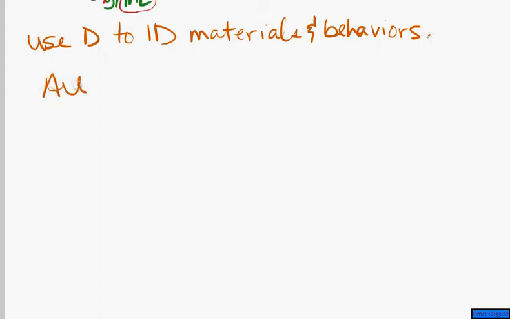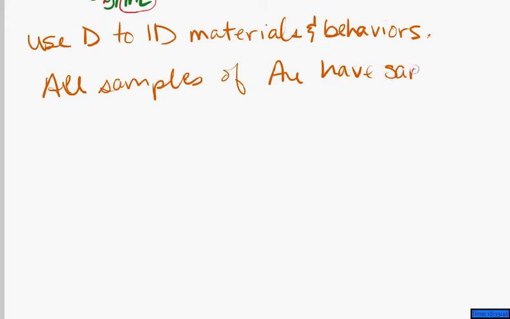all the samples of gold in the world, gold is Au, all the samples of gold in the world have the same density. All of them. So if you're curious to know if your gold chain is pure gold or if it's a gold coated chain, or if it's got part silver and part gold, you can actually measure the density of it to find out if it's pure gold or not.